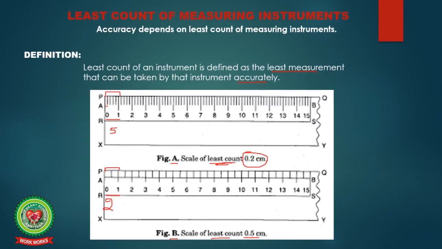If I have to measure a line which is this much, I can give the value, yes, it is 2.1, 2 and 3, 2.3. But what will happen if I measure the same line here? It is 2 point, but nothing is here. It is equal to 2.5, because its least count is 0.5, it can't give you a value less than 0.5.